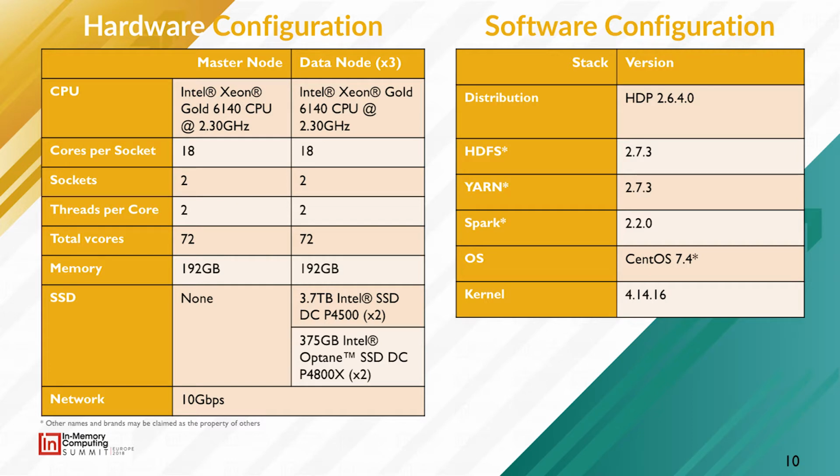This is my hardware and software configuration. Like I said, I have a 4-node cluster. It's a homogeneous cluster in terms of both CPU and memory and everything else, except the storage, which is different for the management node. I don't need additional storage there because I'm not going to store any data over there. On the data nodes, I use 3.7 terabyte Intel P4500 SSDs for the input data set. That's where I'm storing the input data set. And I'm using two 375 GB Intel Optane SSDs on each data node, right?